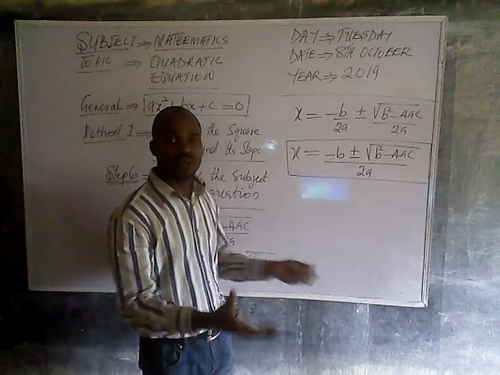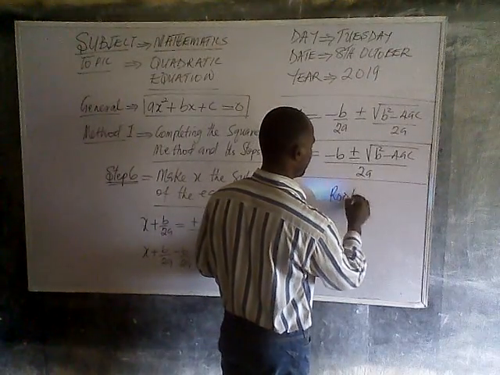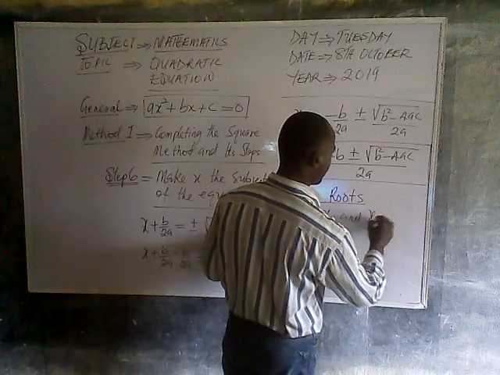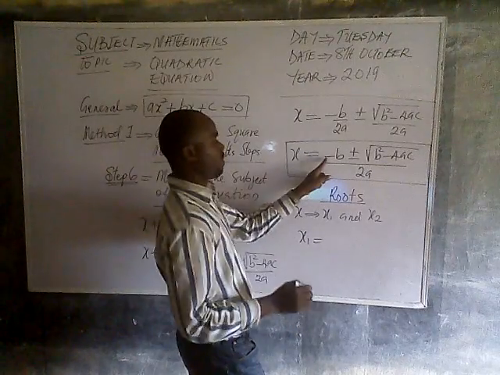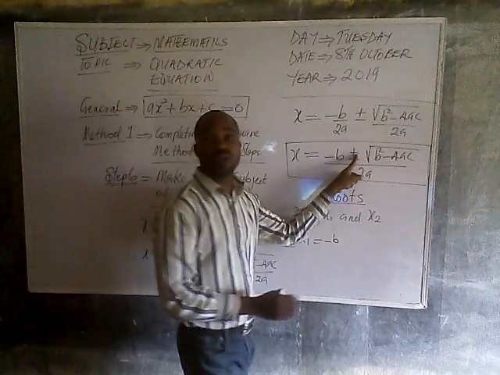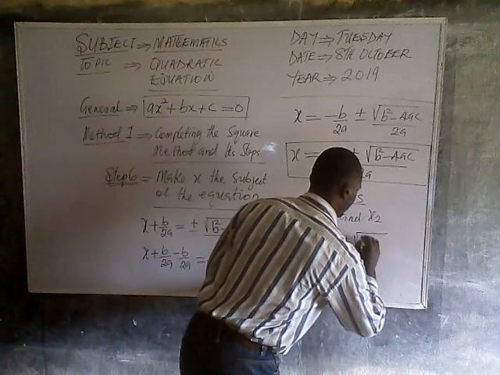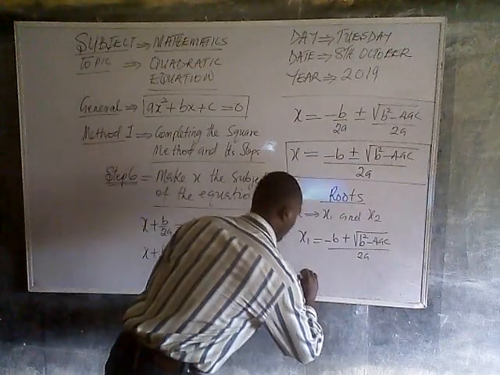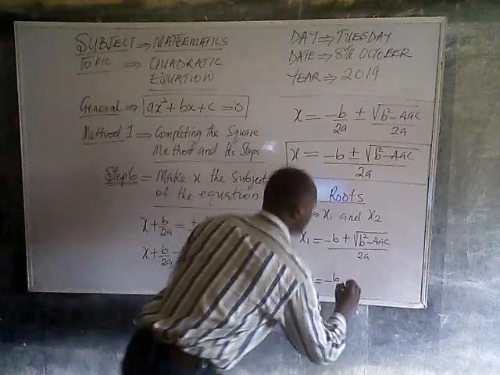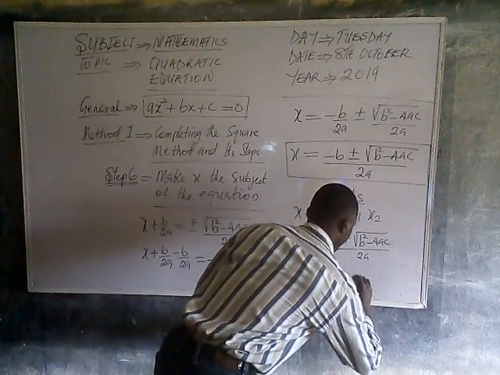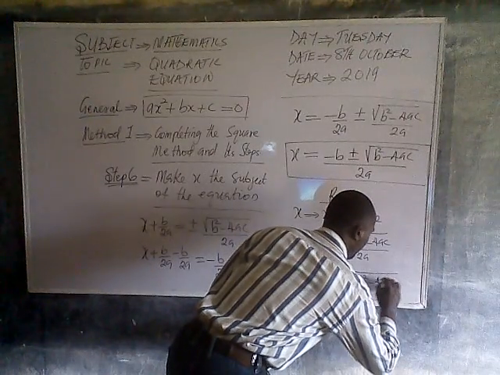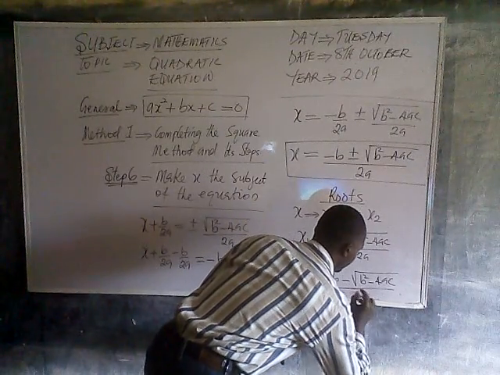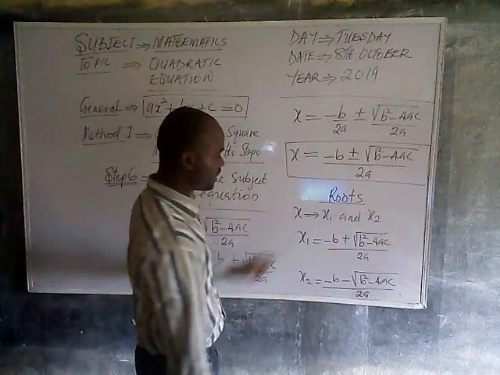Now let's consider how the roots will come out. Of course, x will now boil down to x1 and x2. So for x1, we go with minus b, first of all plus root b squared minus 4ac all over 2a. Then for x2, we go with minus b again, this time around minus root b squared minus 4ac all over 2a. So these are the two roots.